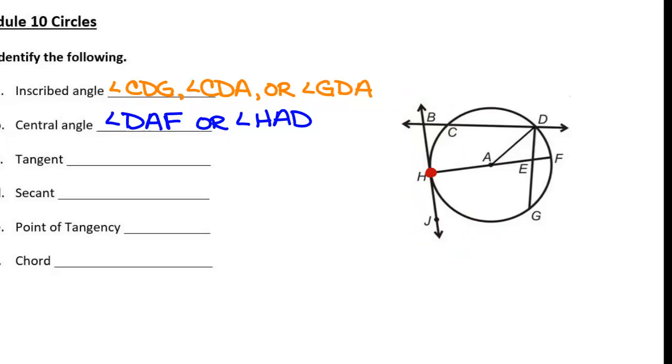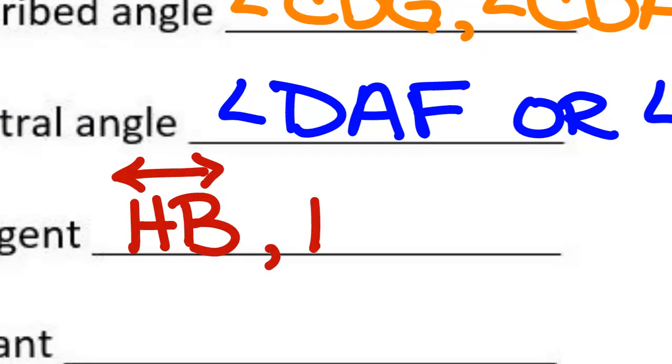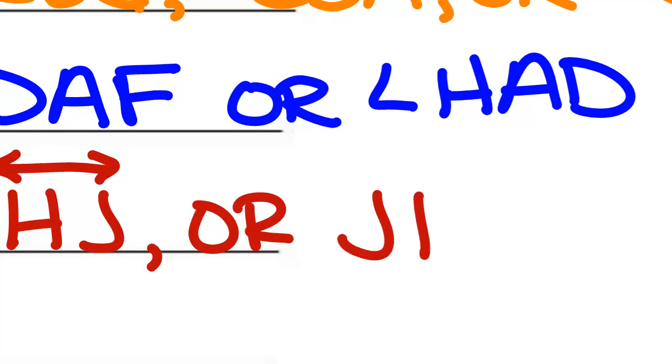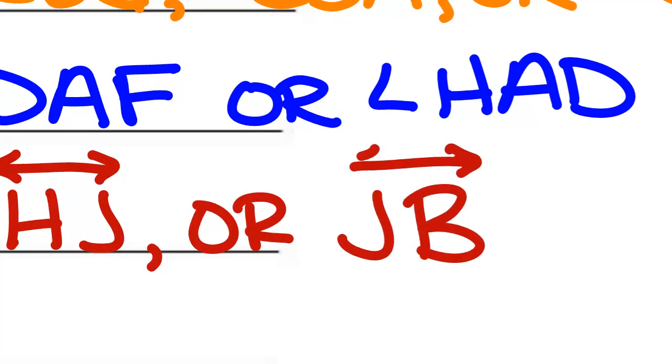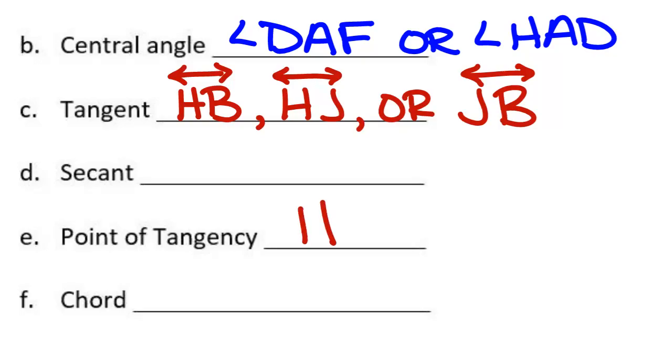We could label that as line HB. Make sure you use line notation and not segment notation because this is a line, so it gets a dash with the arrows over the top. We could call that same line HJ. That's another point that's on the line. Or you can call that line JB. All three of those ways are ways to name the exact same line. That point where the line touches the circle is called the point of tangency. So our point of tangency here would be H.